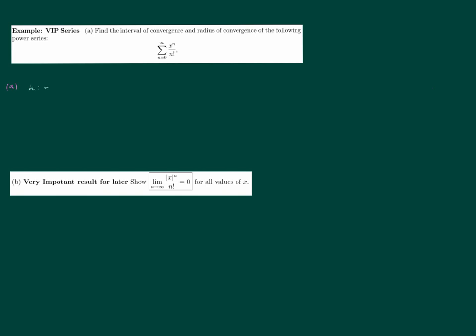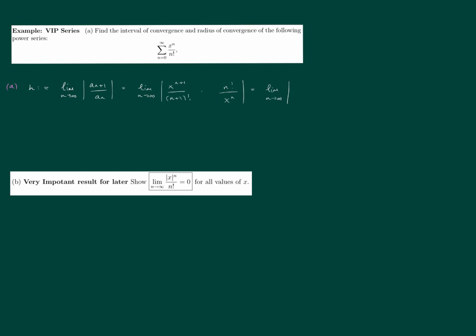So, as before, let's just define L. This will be the limit as n goes to infinity of the absolute value of a_(n+1) over a_n, where the a_n's are the whole terms, so we include the x's. So this is just going to be x to the n plus 1 over n plus 1 factorial times flip a_n upside down, n factorial over x to the n, equals lim n goes to infinity. Now let's see what cancellations we get.